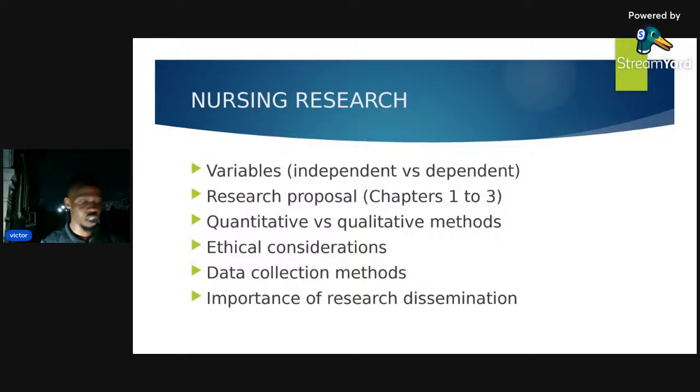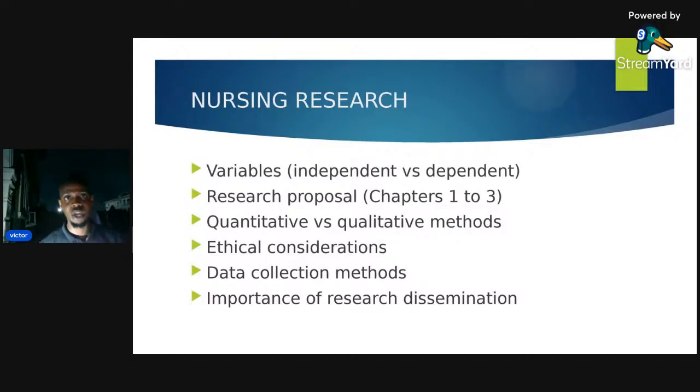The next one I'll be talking about is your nursing research. What is research? Research is a systematic investigation that aims to identify a problem and offer solution to that problem. You have identified a problem. How do you want to solve this problem? So you have to carry out a research. That is the major aim of a research.